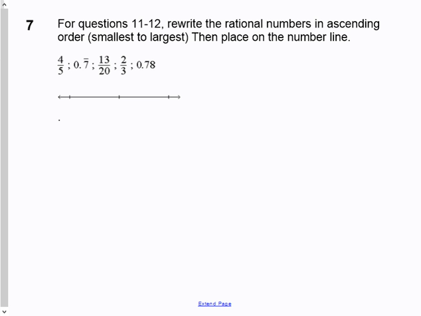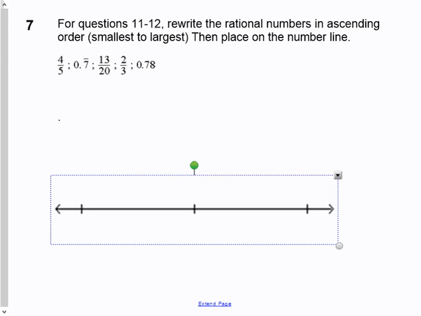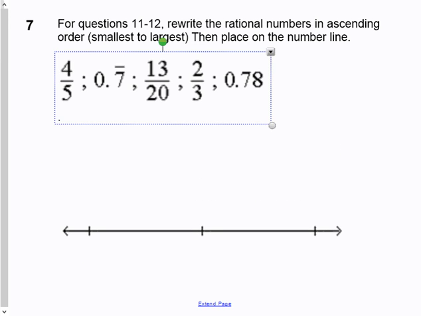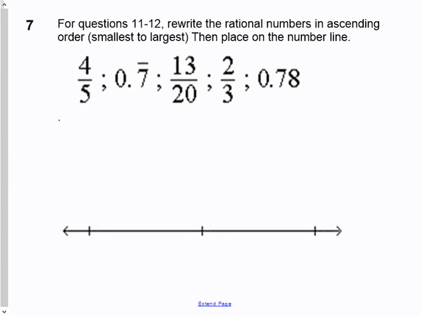Your next question, 11 and 12, which are numbered incorrectly on my computer, but you get the idea. It says rewrite these rational numbers in ascending order from smallest to largest. So I'm just going to take my number line, make it a little bit bigger, bring it down here, and ask the question: how do you compare rational numbers in different forms? You choose what form you'd like to show them in. In this case, we're going to choose decimals. So I'm going to convert all of these to decimals.